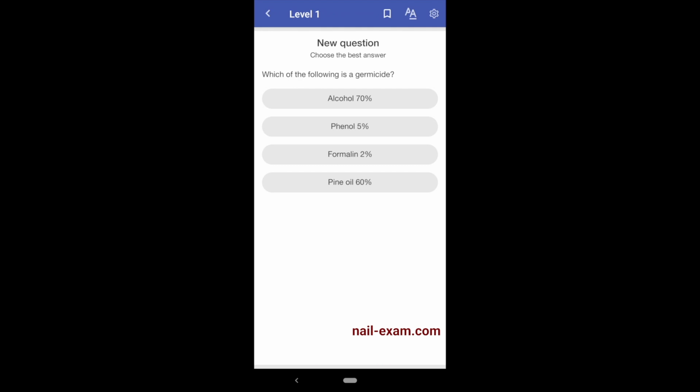Which of the following is a germicide? Answers: A. Alcohol 70%. B. Phenol 5%. C. Formalin 2%. D. Pine oil 60%. The answer is A.